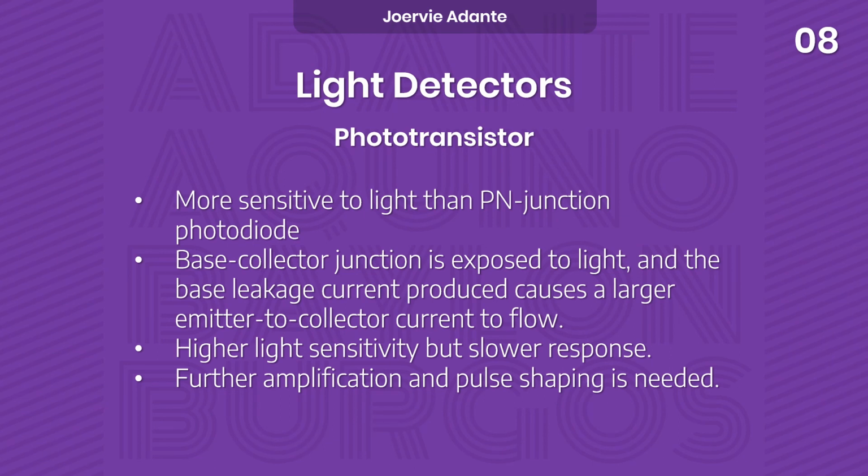Next is the phototransistor. It is more sensitive to light than the p-n junction photodiode. It has a base collector junction that is exposed to light, and the base leakage current causes a large emitter to collector current to flow. Although it is more light sensitive, it is relatively slow. Further amplification and pulse shaping is needed.